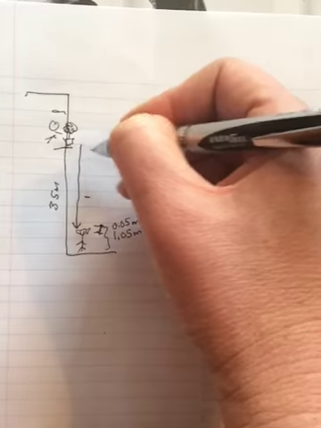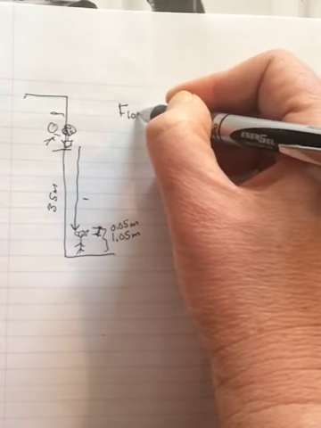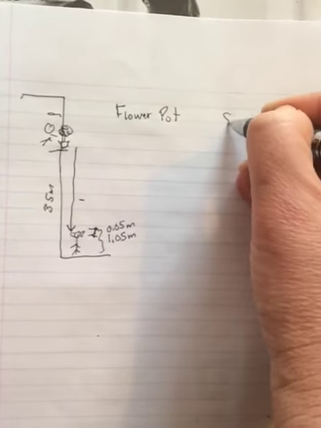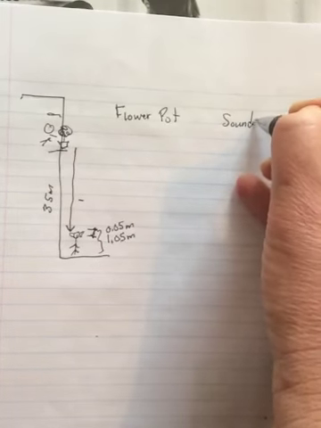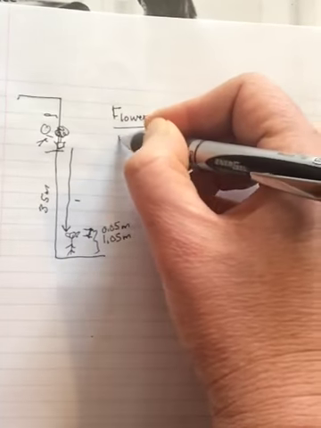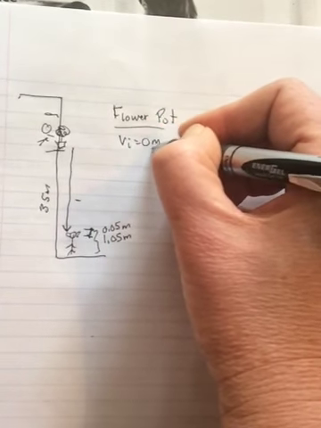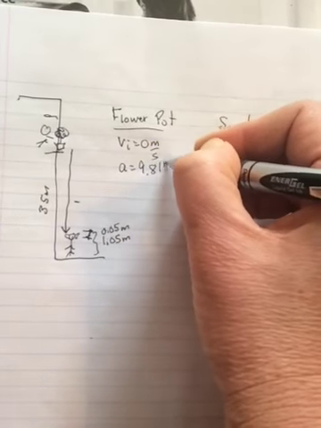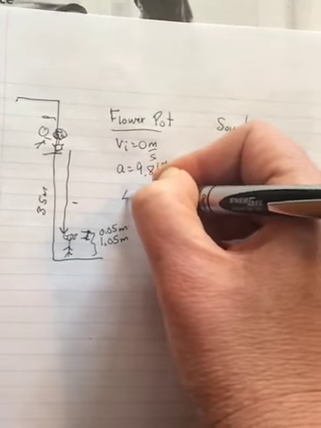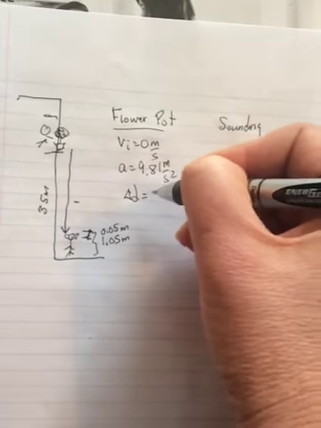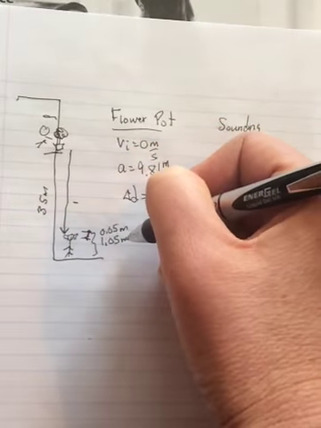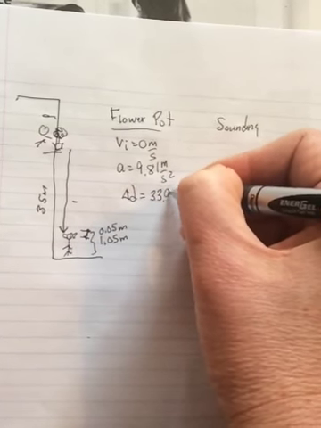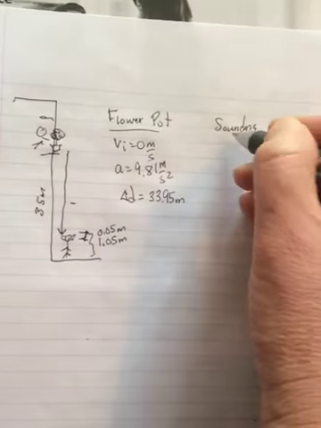Because there's two things. There's the flower pot falling, and then there is the sound going down. For the flower pot falling, we know Vi is 0. We know that a is 9.81 meters per second squared. And the delta d, it's going to hit her on the head, so the delta d is 35 meters minus the 1.05. So it's 33.95 meters. Okay?